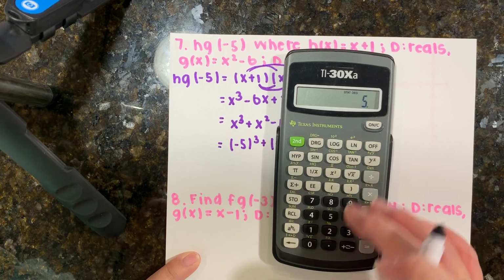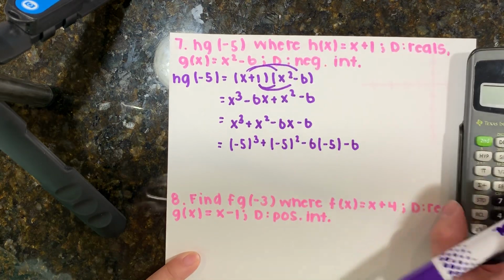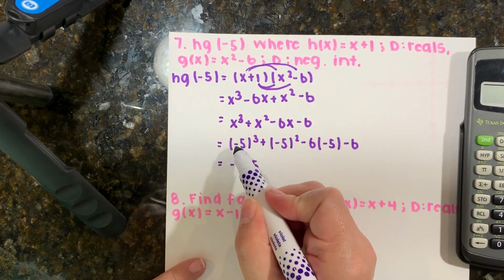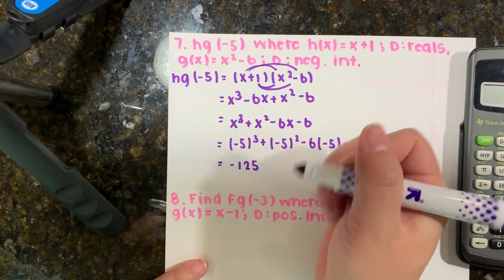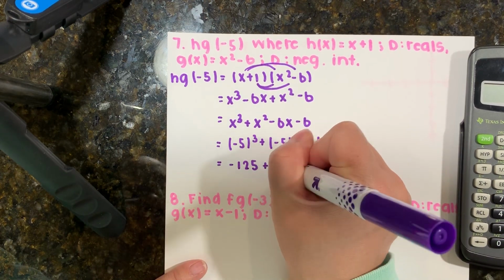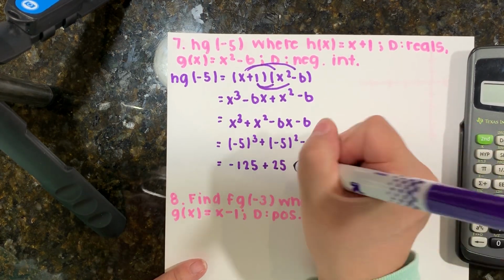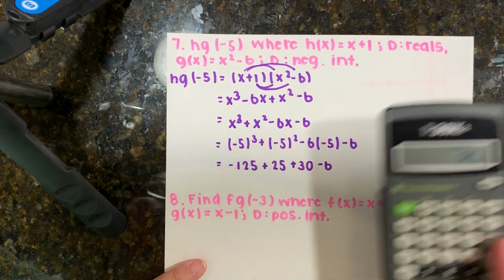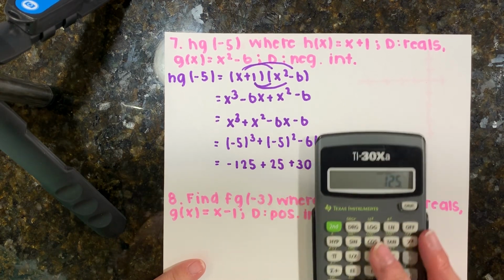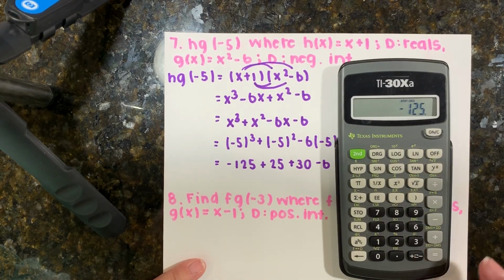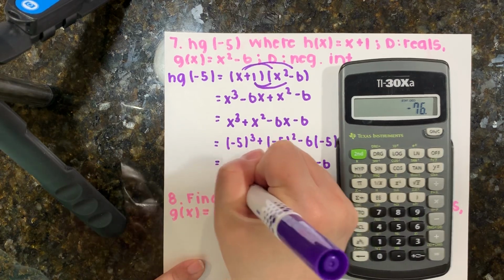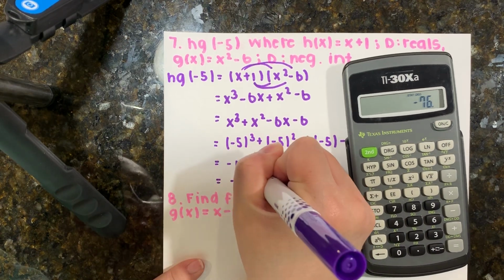So I'm going to do -5 to the third power. And I know that that's going to be -125, because 3 negatives would be negative. -5 squared would be +25. -6 times -5 would be +30. And then minus 6. So I'm going to plug this all into the calculator. So I have 125. I'm going to make it negative. I'm going to add 25 to that, add 30 to that, and then subtract 6. And that tells me that the result is -76.